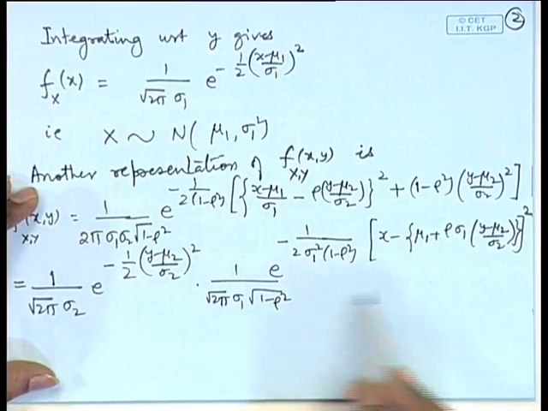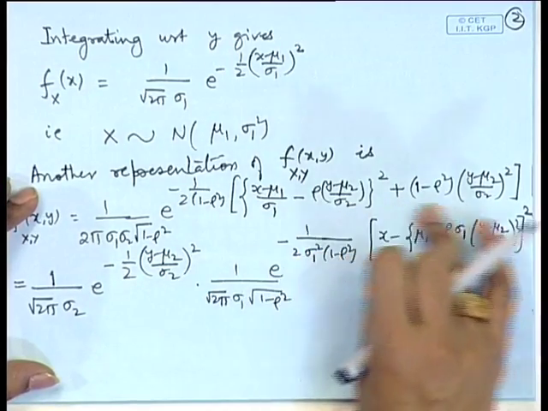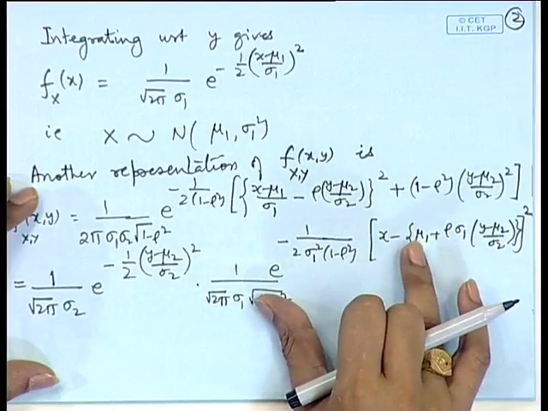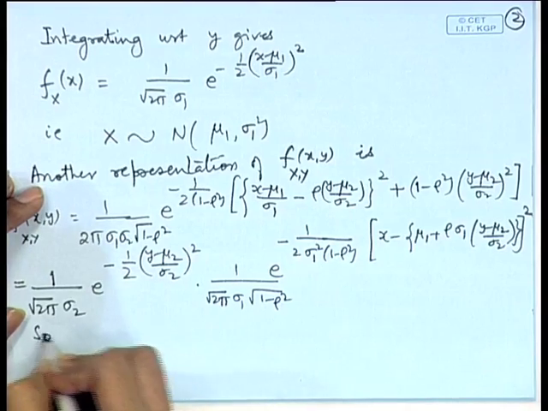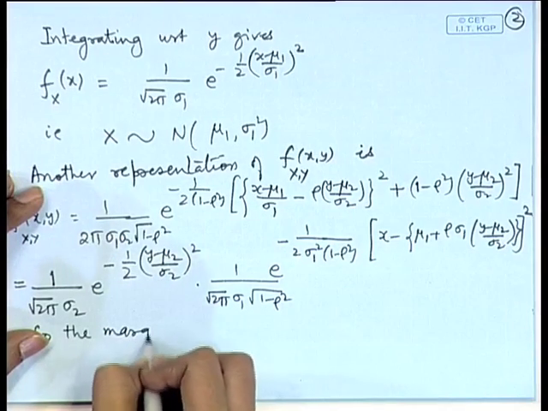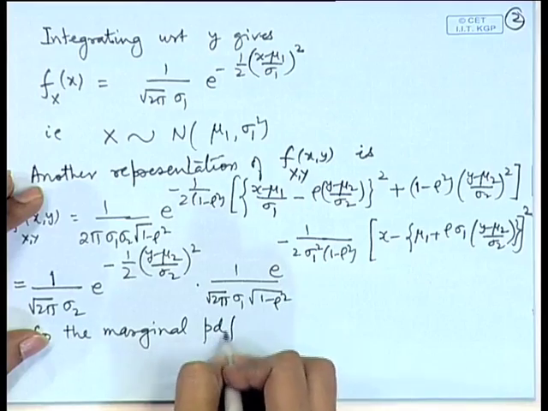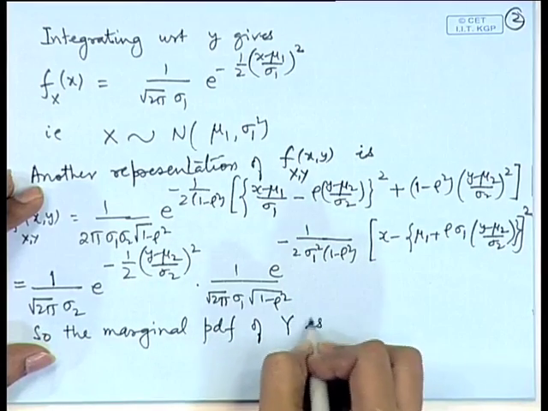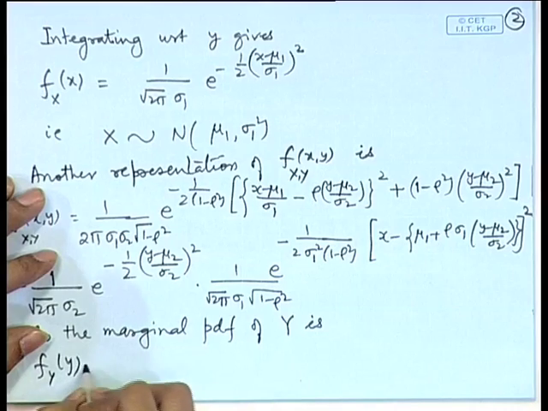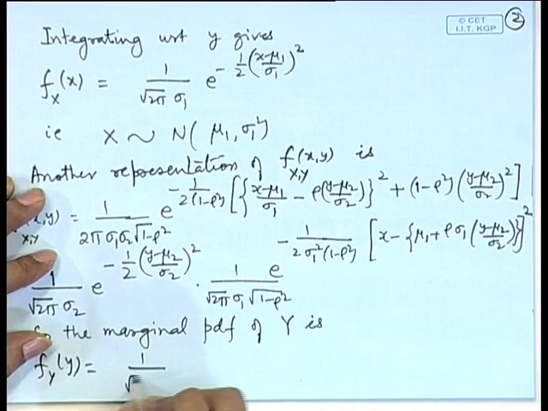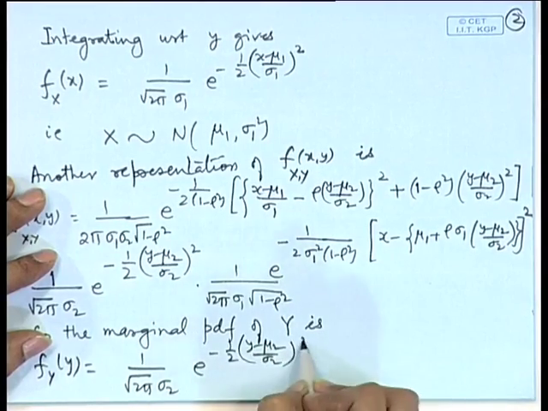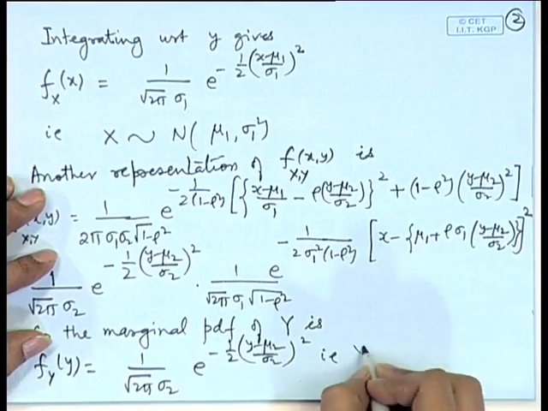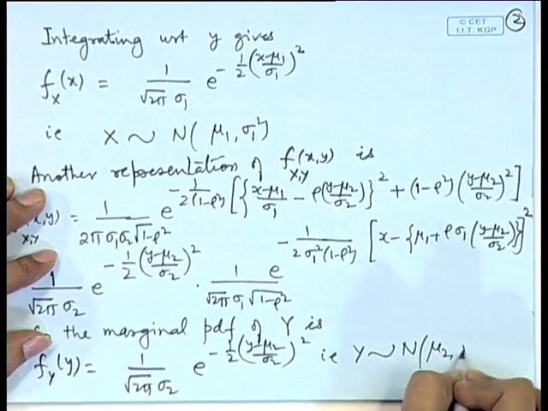So, if we integrate this joint density with respect to x, this term integrates to 1 and we are left with a normal density. So, the marginal PDF of y is f y of y, that is equal to 1 by root 2 pi sigma 2 e to the power minus 1 by 2 (y minus mu 2 by sigma 2) square. That is, the marginal distribution of y is normal (mu 2, sigma 2 square).